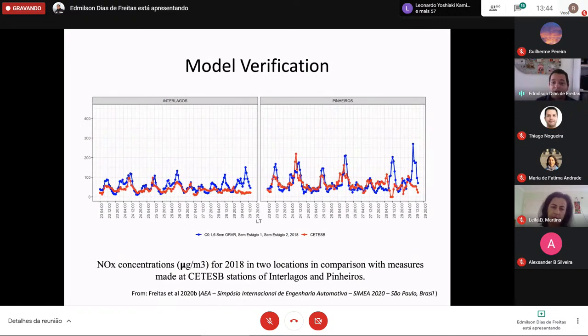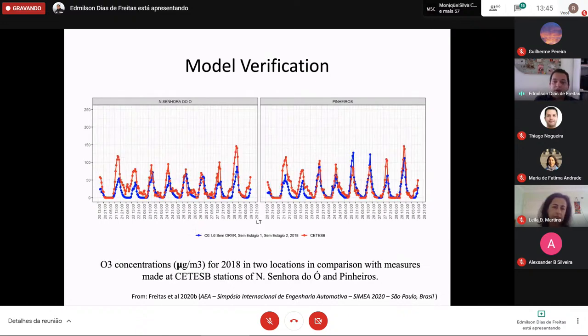The same thing we see for NOx, which is really hard to represent in the model. Usually we can represent ozone very well, but NOx is always a problem. So it's something that is getting better in the model, and we are working on improving that result too. And finally, for ozone, we can see the same thing, some comparisons showing good results for some stations. Here we can see Nossa Senhora do Ó and Pinheiros, but the behavior is almost the same for all the stations over the metropolitan area of São Paulo.